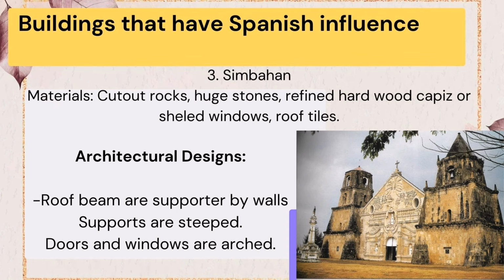Simbahan. Materials: cut out rocks, huge stones, refined hardwood. Capiz or shelled windows, roof tiles. Architectural designs. Roof beams are supported by walls. Supports are steep. Doors and windows are arched.